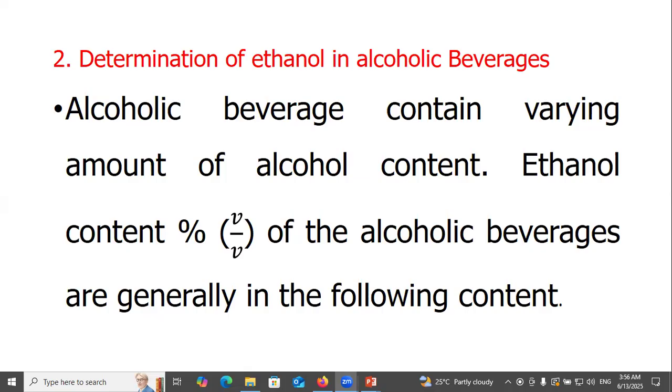Hello, good morning. I'm discussing determination of ethanol in alcoholic beverage. Alcoholic beverages contain varying amounts of alcohol content. Ethanol content, percentage volume by volume, of the alcoholic beverages is generally in the following range.